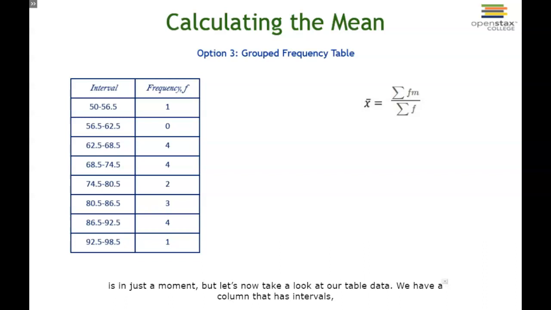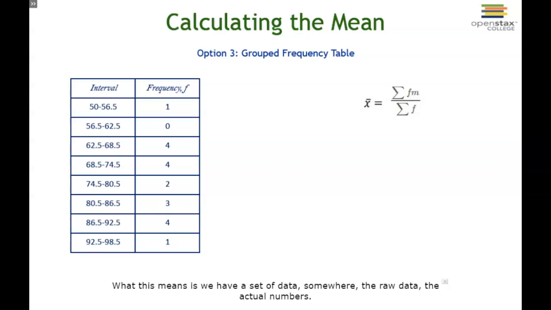We have a column that has intervals, a column that has frequencies. Our intervals, for example, 50 to 56.5, 56.5 to 62.5, and it goes all the way down to 92.5 to 98.5. These are our 8 intervals. And then we have a corresponding frequency of 1, 0, 4, 4, and so on.